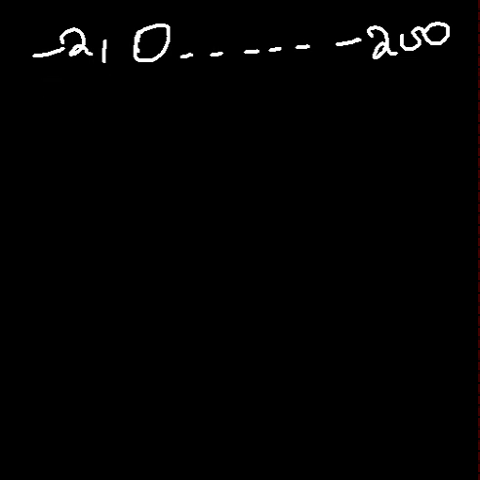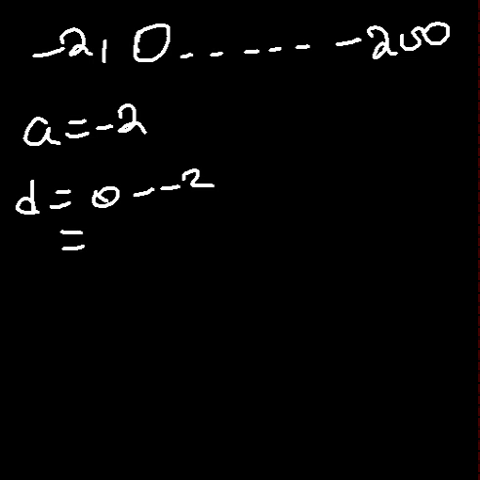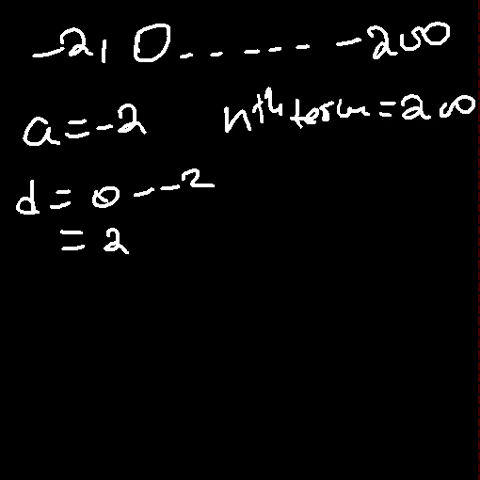In this case we have the first term given as -2, and what is the common difference? We have it as 0 minus -2, and that will be given as 2. And we have the nth term, which is the last term, as 200. So how should you be able to find the number of terms if this is the case?